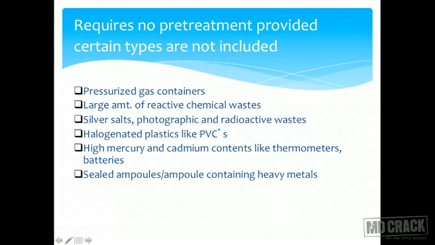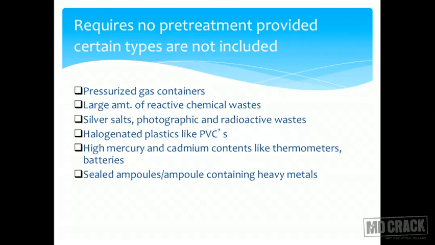So, what are the types which should not be burned? From our common sense and general knowledge, you know that on every aerosol can it is written highly flammable, do not expose to fire. Also in movies you see, you burn a lighter and you blow an aerosol and you have a big fireball. So those kinds of things. Pressurized gas containers should not be burned, they can blast. Large amount of reactive chemical waste should not be burned, can cause a lot of toxic fumes. Silver salts, photographic or radiographic equipments should not again be burned, because they have got a lot of heavy metals used in them and they can be liberated in the atmosphere.